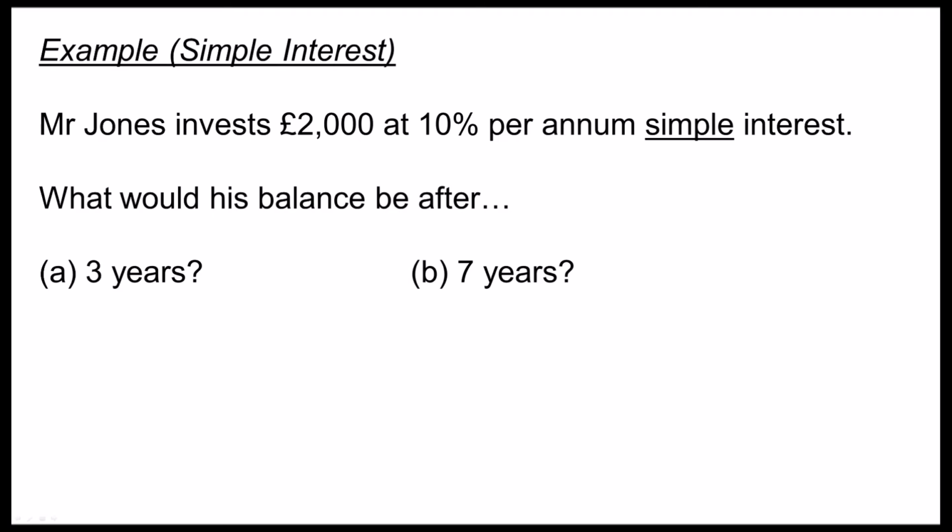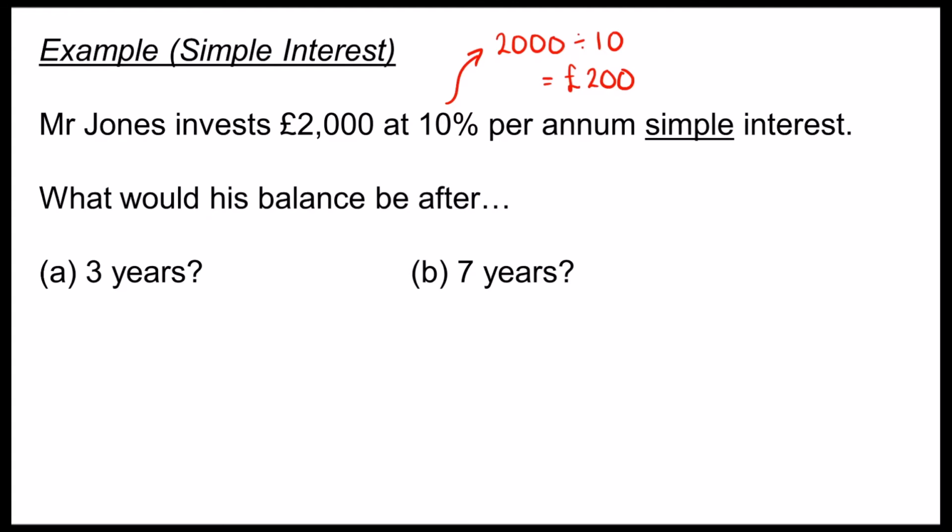In my first example, it says Mr. Jones invests £2,000 at 10% per annum simple interest, and it wants us to calculate the balance after 3 years and 7 years. Because we're looking at simple interest, we first want to calculate how much interest we'd get after 1 year. That's 10% of £2,000. I know to find 10% I need to divide by 10, so I can say 2,000 divided by 10 would give me £200 interest each year.